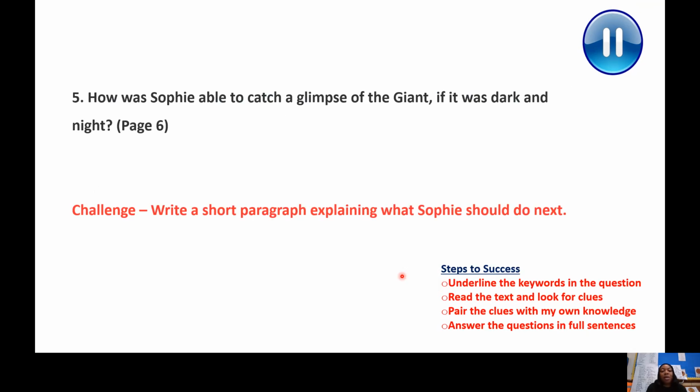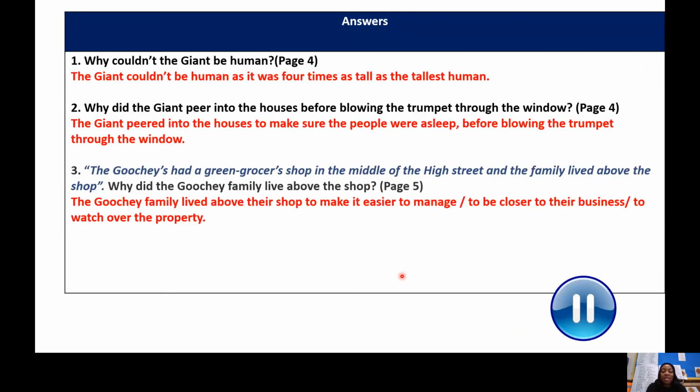Question number 5, how was Sophie able to catch a glimpse of the giant if it was dark and night? You can find the answer on page 6. And the challenge is to write a short paragraph explaining what Sophie should do next. Pause the video so that you can do that now. Fantastic, by now you have completed all of your inference questions, so let's just go through the answers.